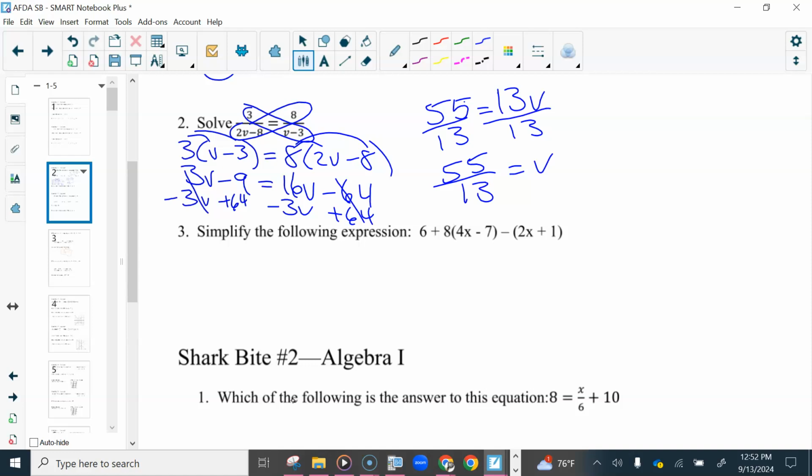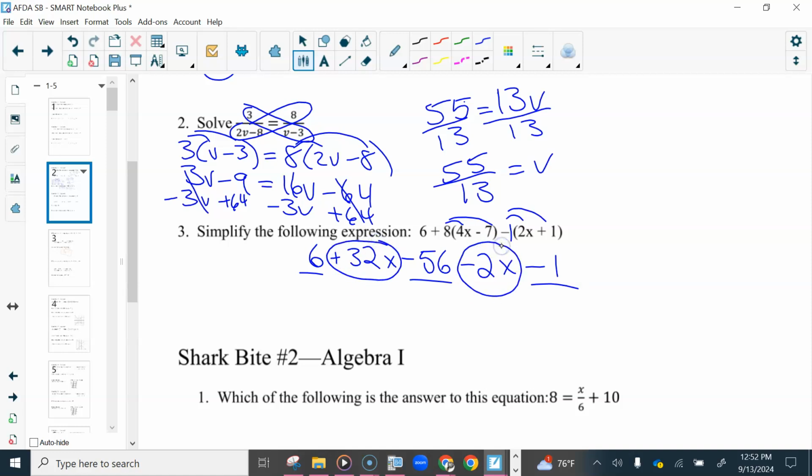The last one, we needed to distribute. This one, you'd be distributing a -1, there's an invisible 1 right there. So we have 6 plus 32x minus 56 minus 2x minus 1. And then combine like terms. So the 6, the -56, the -1, all go together. The 32x and the -2x go together.